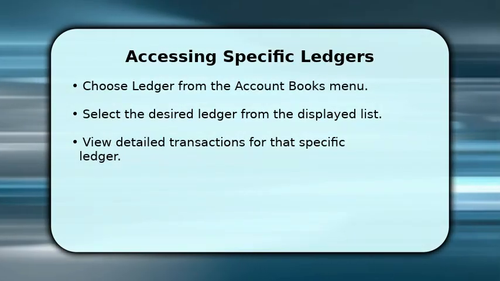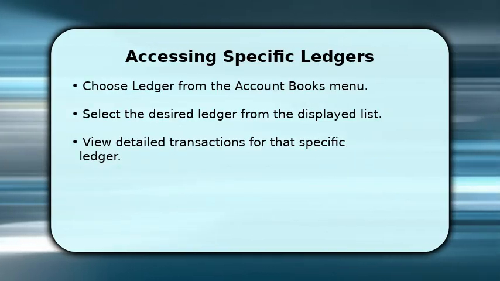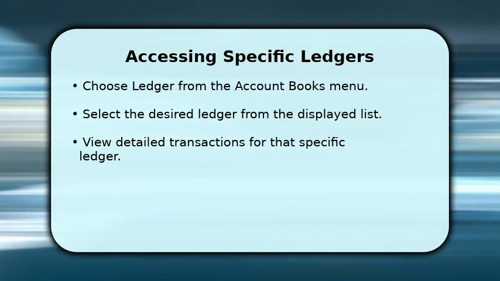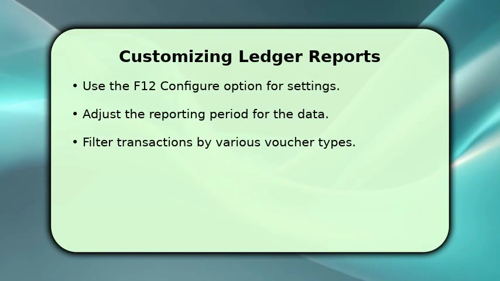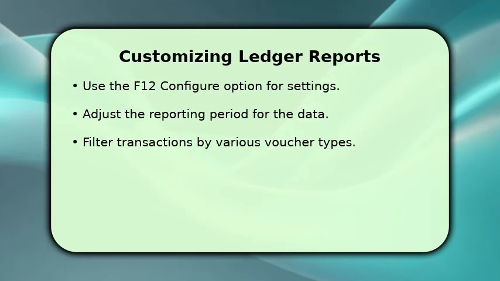Once you are in Account Books, select the Ledger option. This will present you with a comprehensive list of all your created ledgers. Simply choose the specific ledger you wish to examine from this list. Upon selection, Tally Prime will display all the detailed transactions associated with that particular ledger, providing a clear overview of its activity and balances.